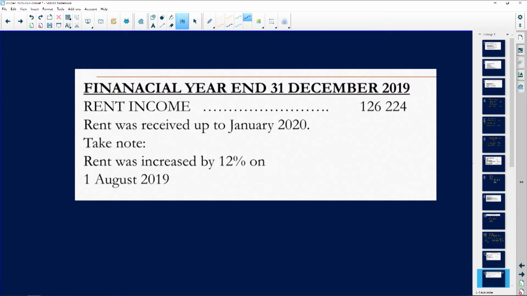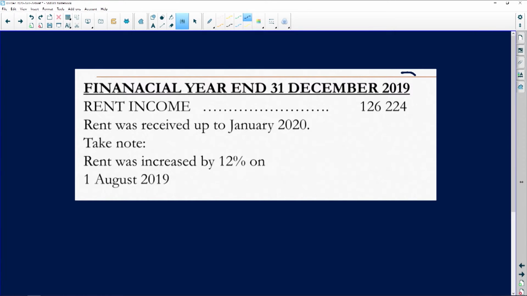Okay, once again, one of you asked for this particular adjustment, and this adjustment deals with your financial year end being the 31st of December 2019. So we've got our financial year end. It's important to note that. The rent income figure that's given to you is 126,224. In other words, that's the amount of rental that you have received. Got that? Brilliant. Okay, what are we told?